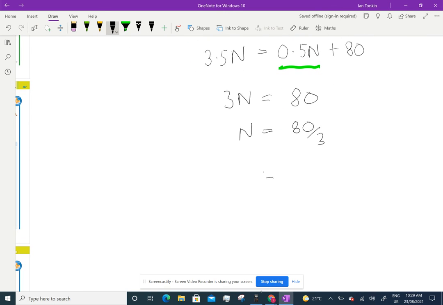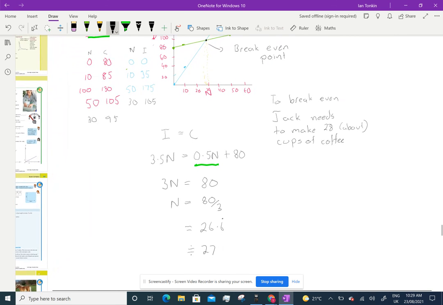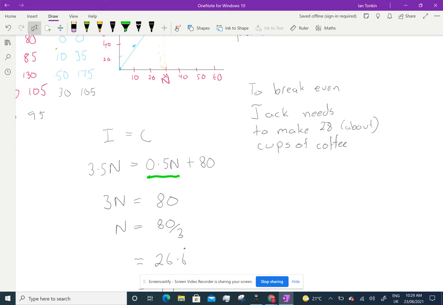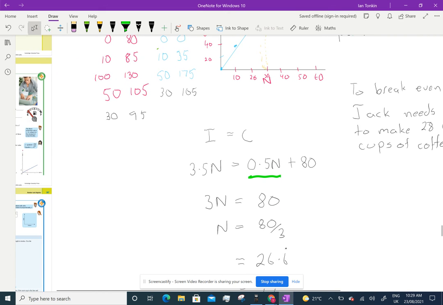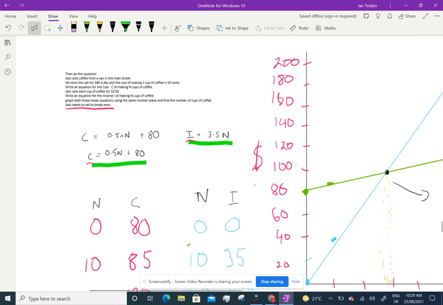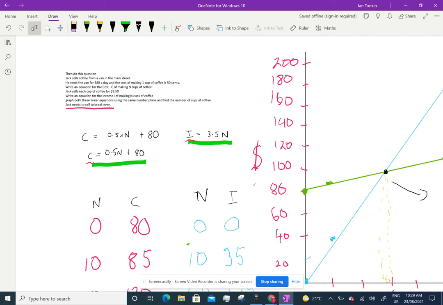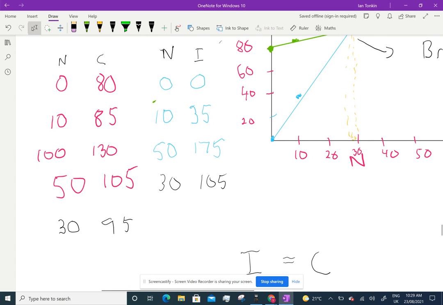26.6 repeating cups. So 26.6 cups, which means approximately 27. So we weren't far off. We weren't 100% right. So 27 cups of coffee and Jack will break even. And that's what that question's about. And if you can do that, you should be all right.